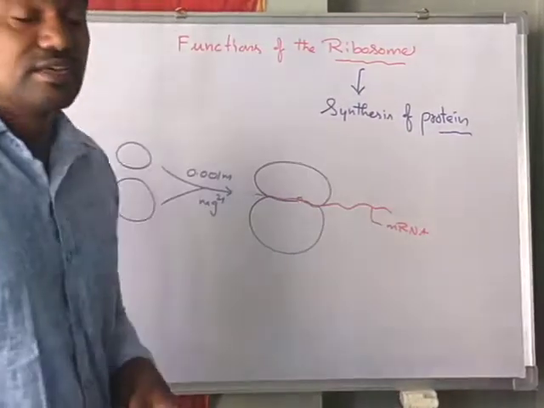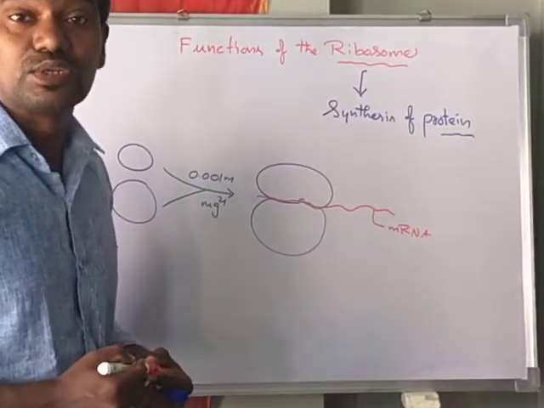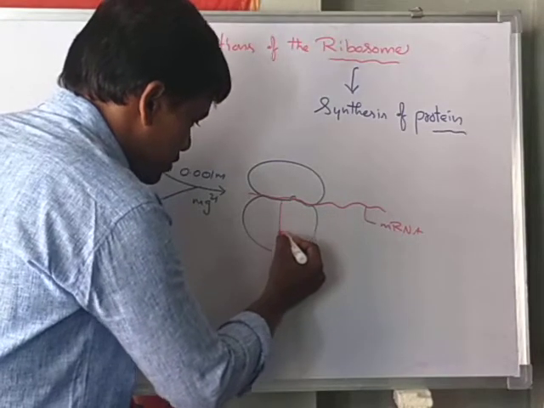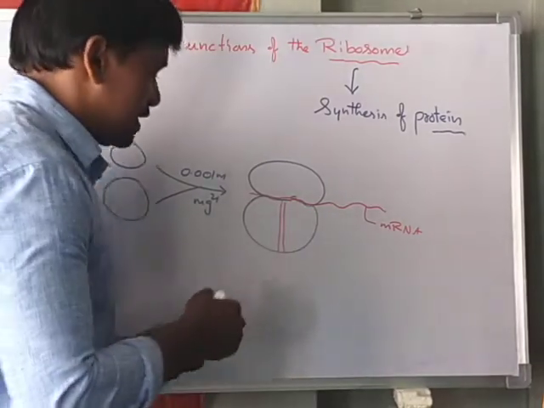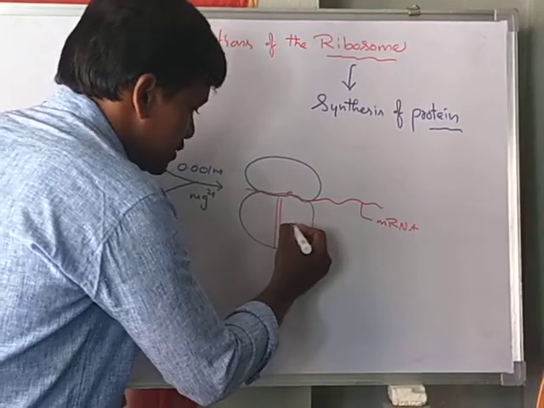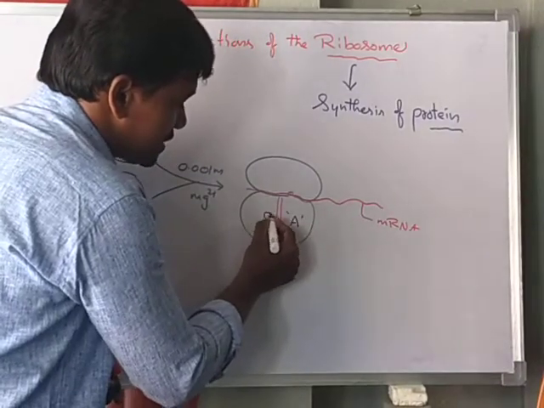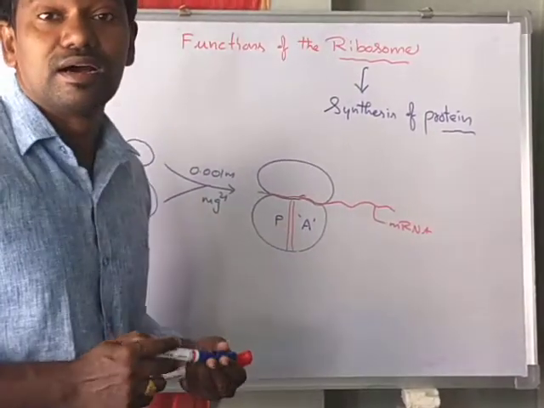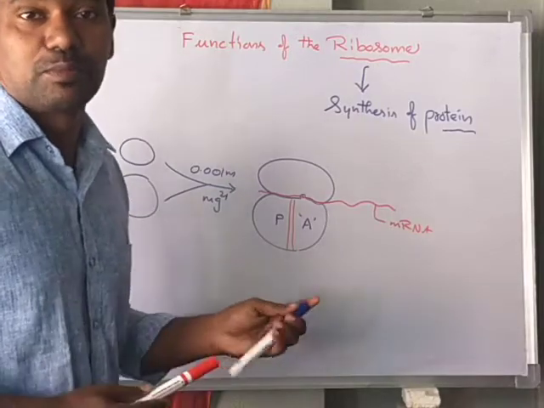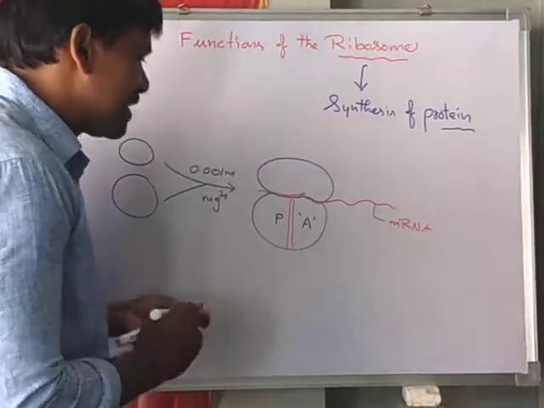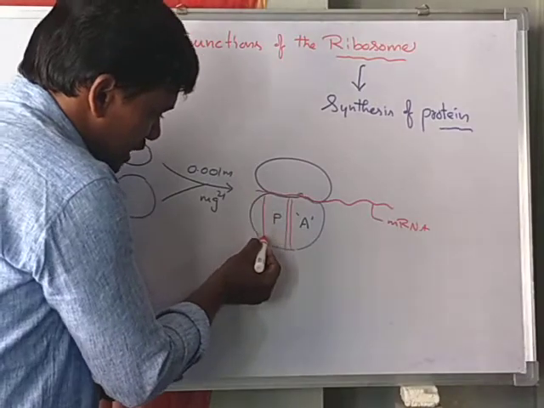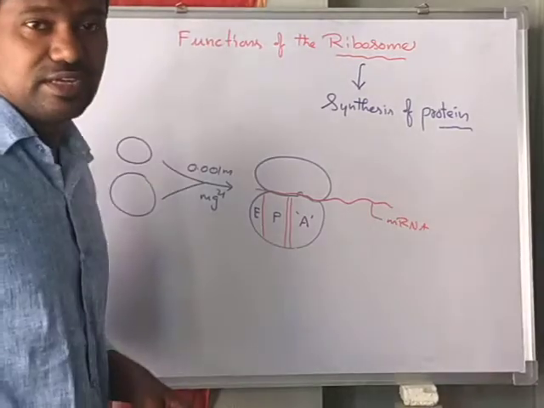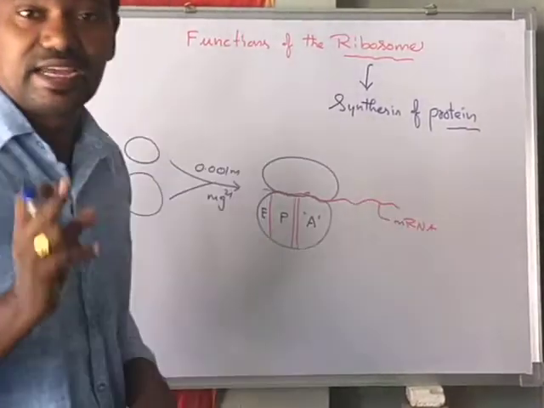The larger unit also contains main sites: the A site and the P site. A site means receptor site, and P site means peptide site, where the peptide bonds are formed. There is another site also, the E site, which means empty site. So there are two main sites, the A site and the P site.